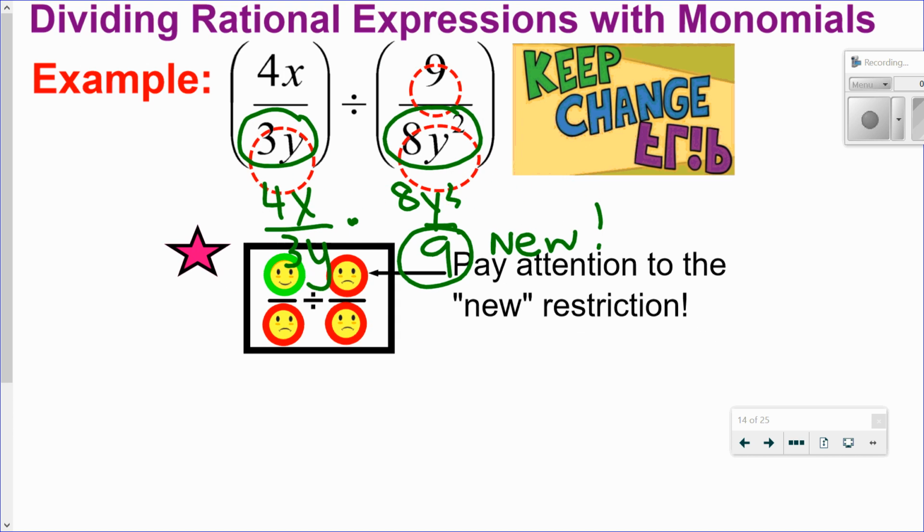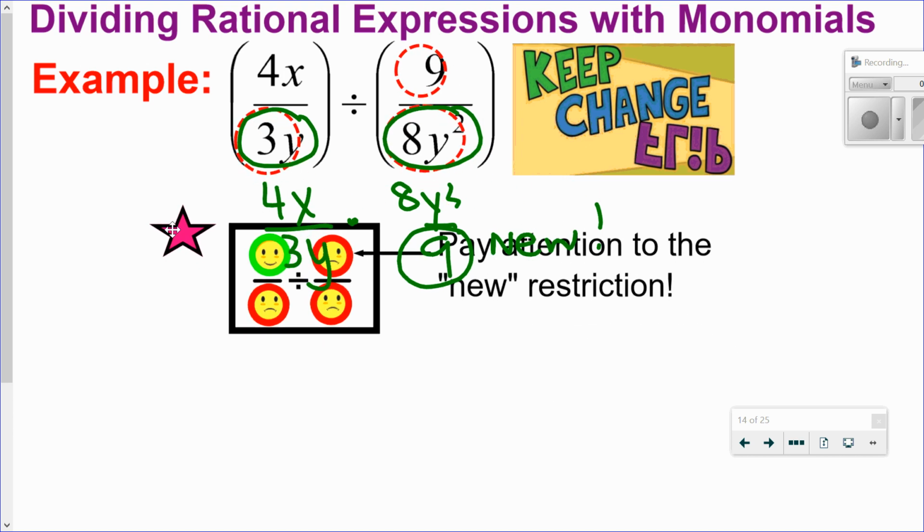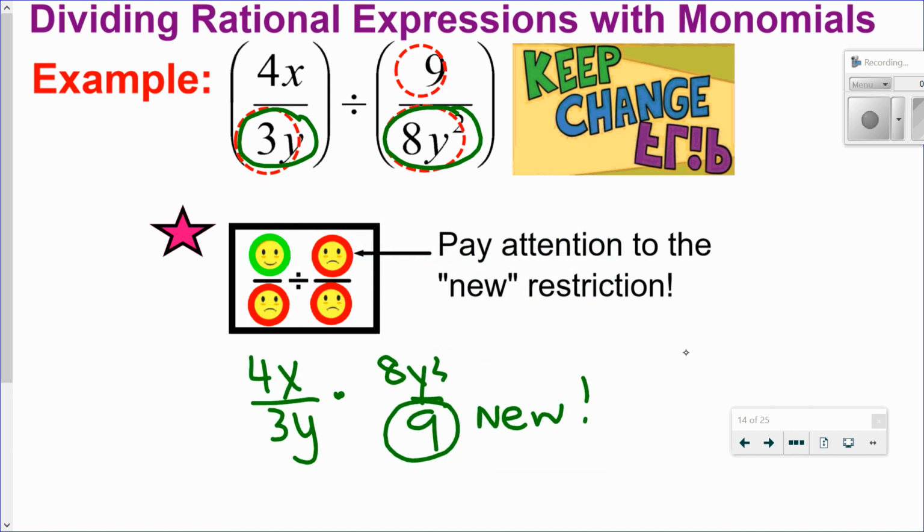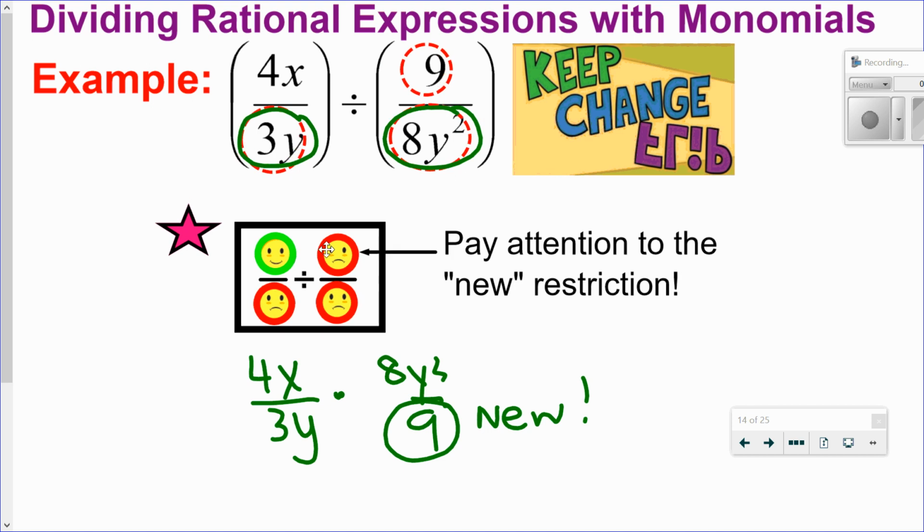Okay, so we have restrictions here that is 3y, 8y squared, and 9. So we have to pay attention to that new restriction in the denominator. What I like to do is, in the original equation, I look at all 3 of those areas, the 2 denominators and the numerator of the second fraction when I'm dealing with division. So you can see there, the only thing that could possibly be a 0 is the first numerator. All the other ones cannot be 0. So my restriction, because I'm just dealing with monomials, is that y can't be 0.